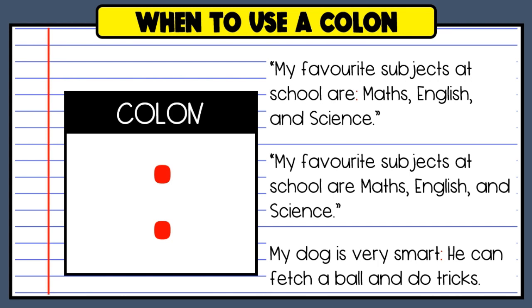This means the same thing as the next line underneath it that says my favorite subjects at school are maths, English, and science. So a colon can also separate a sentence into two parts, and that's when both parts are closely connected. So we've got the example at the bottom, and it says: my dog is very smart: he can fetch a ball and do tricks.